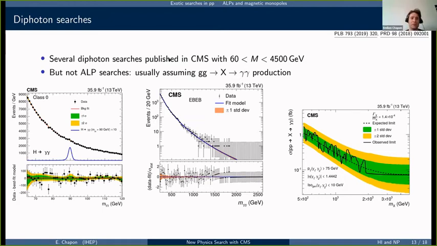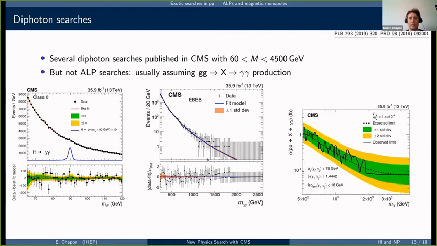Okay, moving to diphotons. So as I mentioned, several diphoton searches were published in CMS, covering a wide mass range between 60 GeV and 4.5 TeV. So all of them are, as usual, looking for bumps in a diphoton spectrum. For instance, the one on the left is a paper looking for additional Higgs bosons decaying to gamma gamma or any new resonance. This is between 60 and 120 GeV.